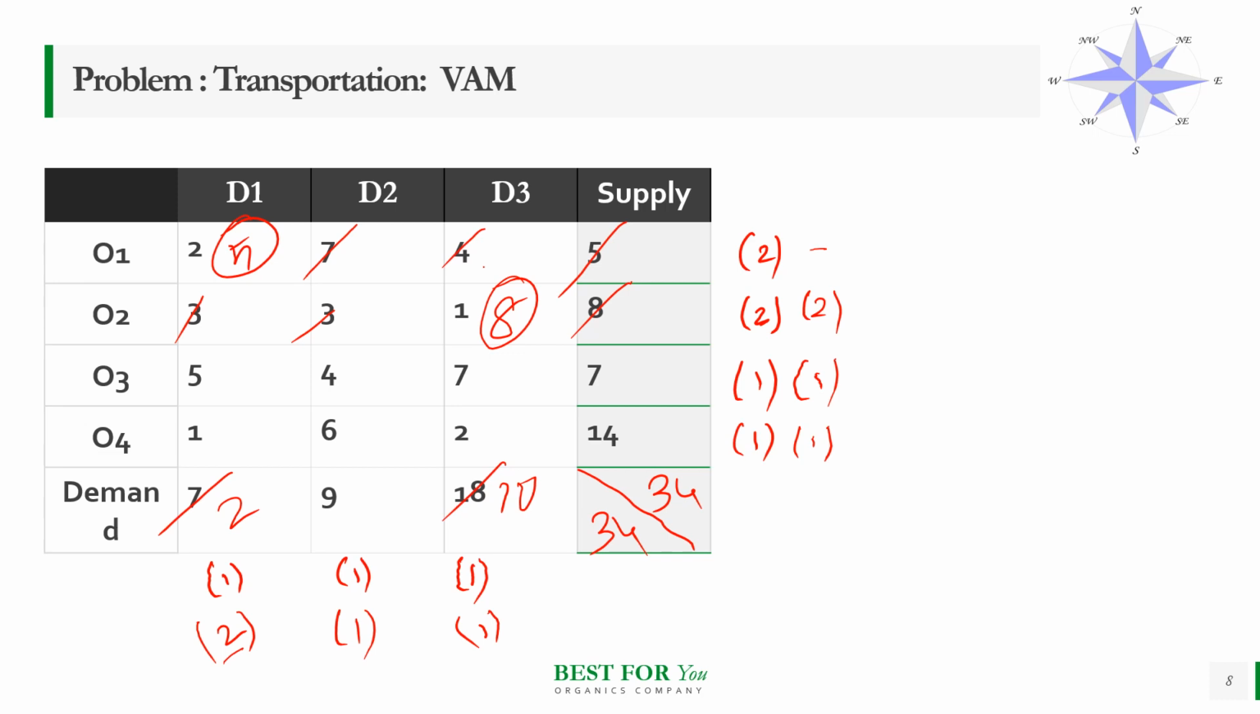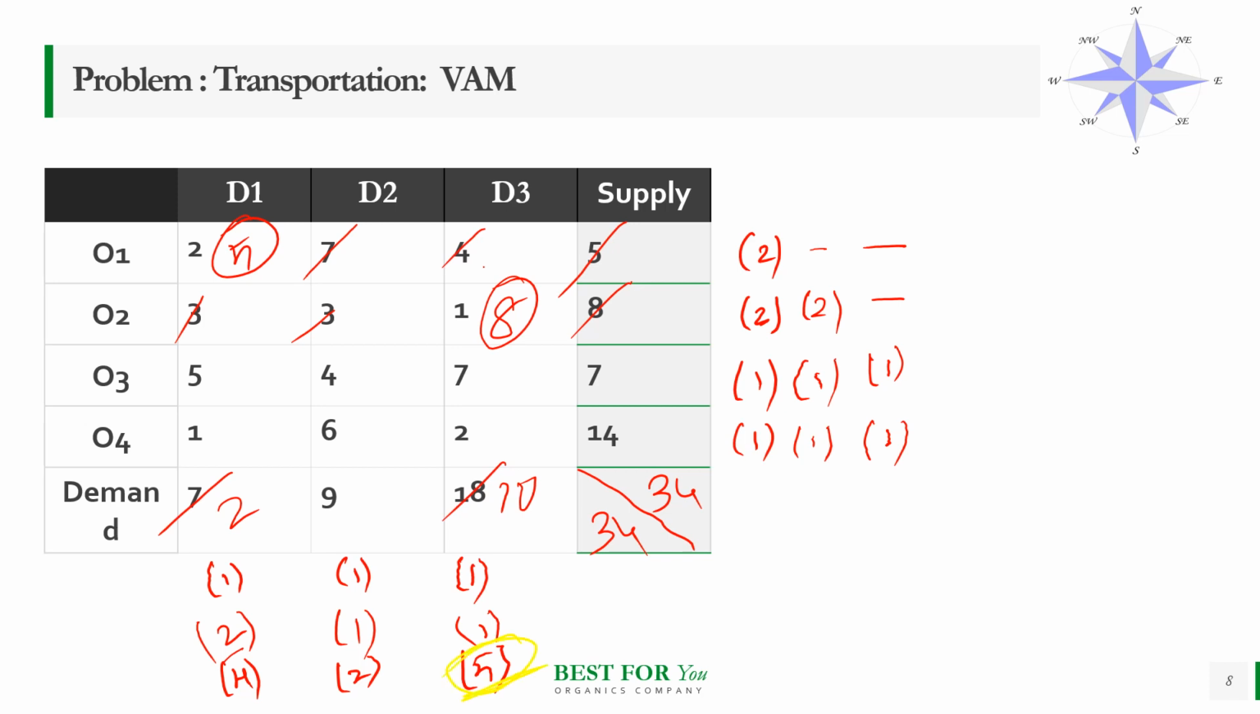Okay, so again we have to repeat the same step. First row we don't have elements, second row we don't have elements, third row we have elements. The least is 4 and the next least is 5, so the difference is 1. Same repeats here. Here 1 is the least and the next least is 5, so the difference is 4. Here the least is 4 and the next least is 6, so the difference is 2. Here the least is 2 and the next least is 7, so the difference is 5.